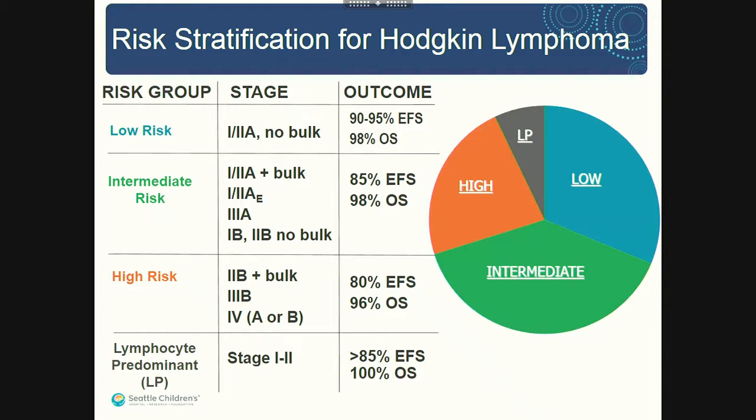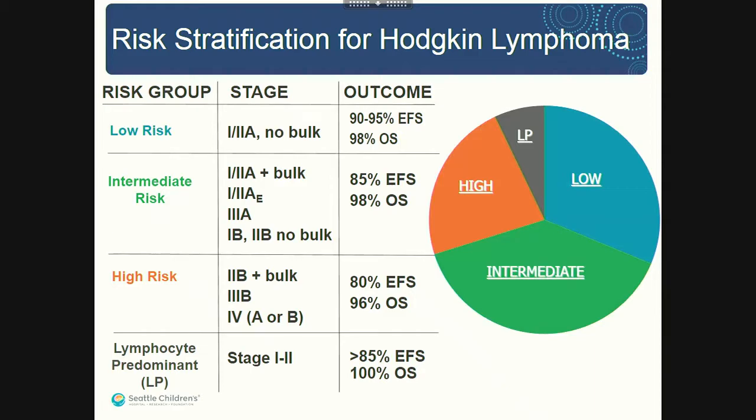We also look at whether you have bulk disease. So this is defined in the mediastinum just by chest X-ray. It's greater than a third the width of the diaphragm, so the providers determine that. Or the bulk is the length of your nodal mass if it's outside of the mediastinum. And so we decide if it's bulk disease, the stage, A and B, and then we assign them to either low, intermediate, or high risk. And then there's this other subset, lymphocyte predominant, which is treated a little bit differently, and I'll talk about that in a second.